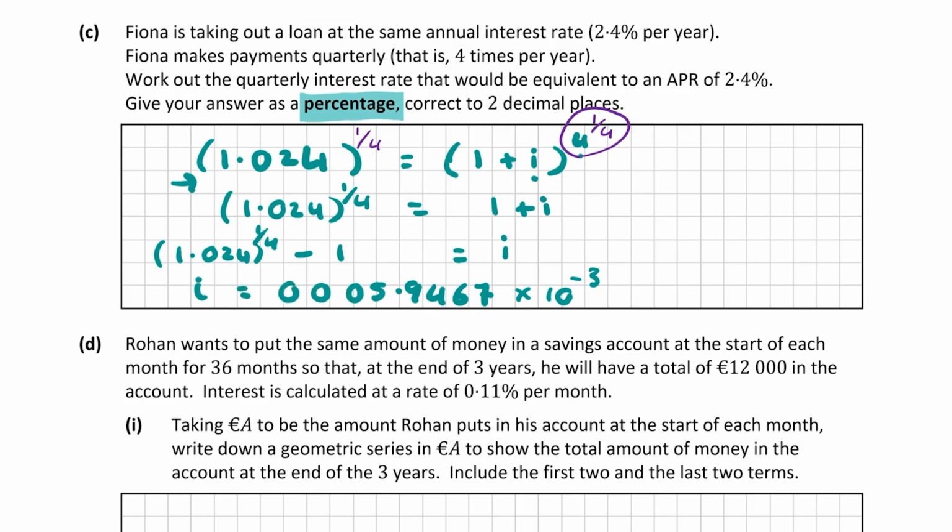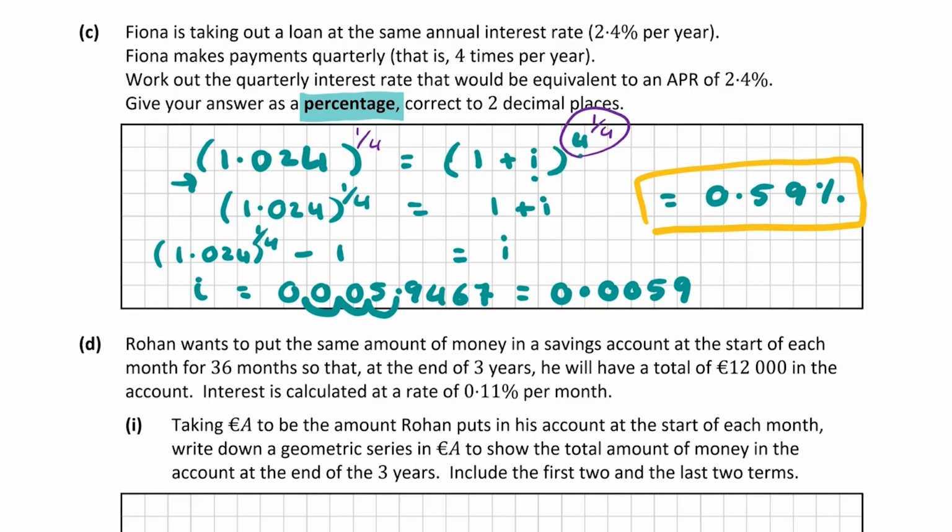So we need to move it 3 points to the right to get rid of the 10 to the power of minus 3. So I'm going to get rid of that first and then move the decimal place 3 points to the right. So here we go, 1, 2, 3. So the interest rate is 0.0059. So that gives us an interest rate of 0.59%. So that is the quarterly interest rate. That's our answer, and for this answer, you're going to get a total of 5 marks.